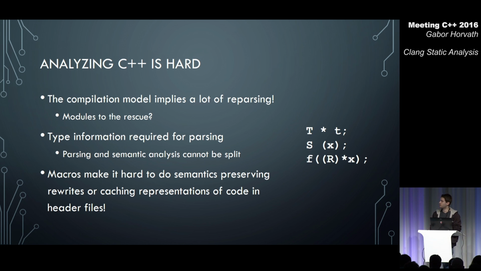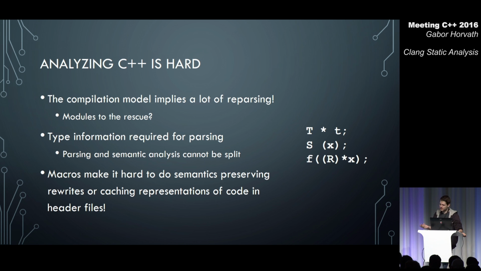For example, in the piece of code snippet that you see, in the first line, unless we know what the uppercase T is, we cannot be sure whether this is actually a multiplication or a pointer declaration, definition. On the next line, we cannot be sure whether this is a function call or a declaration. And on the last line, we cannot be sure whether this is the dereference of a pointer followed by a cast or a multiplication. So when we do not have the type information, then we basically cannot parse the code.